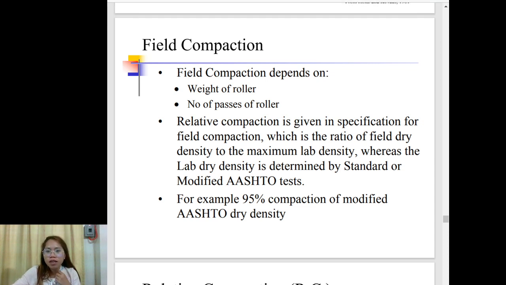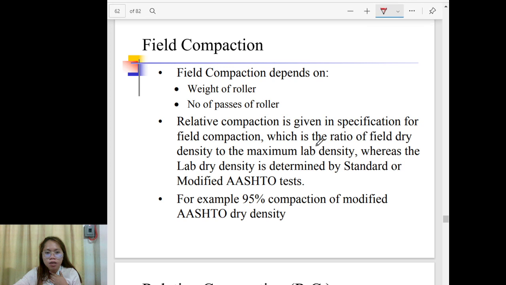Field compaction. The field compaction depends on the weight of the roller and the number of passes of the roller or the rammer, for example the rammer. Relative compaction is given in the specification for field compaction, which is the ratio of the field dry density to the maximum lab density, whereas the lab dry density is determined by the standard or modified AASHTO test.